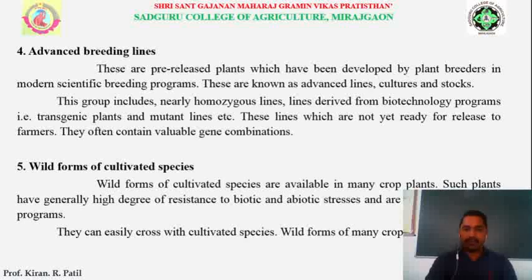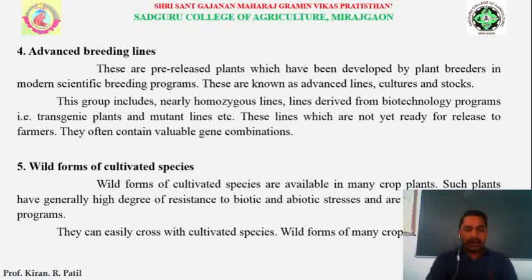So they are known as advanced lines. This group includes the nearly homozygous lines. If we see the pure lines, these pure lines are purely homozygous. Then, by using biotechnological programs like transgenic plants, mutant lines, whatever Bt varieties we are using, these are advanced breeding lines.